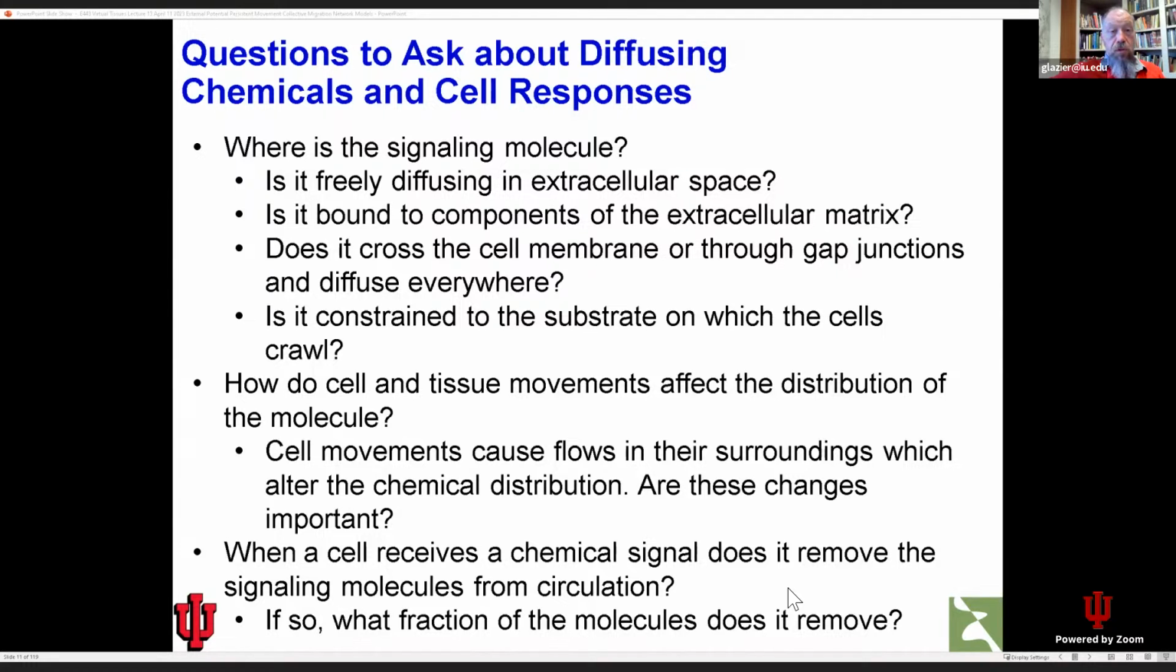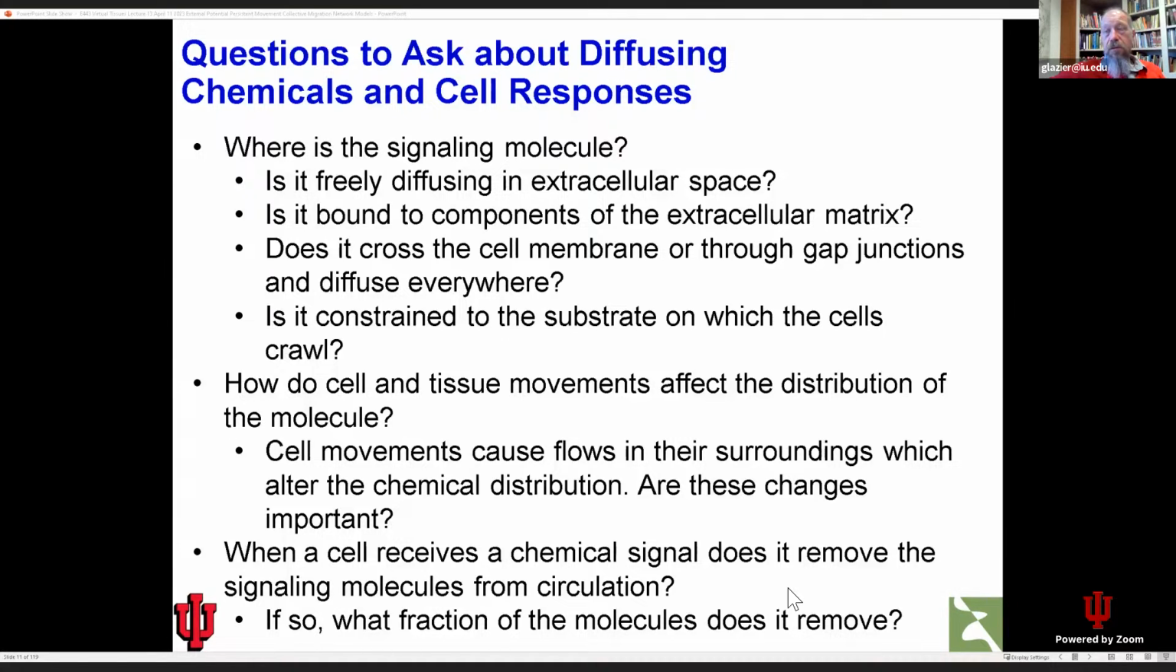When cells and tissues move, did they change the chemical field? In reality, they usually do. If I'm pushing through a fluid, I move the fluid. CompuCell, we don't usually simulate that. So you have to ask the question, is neglecting that important or not?